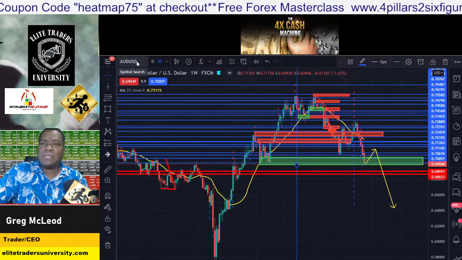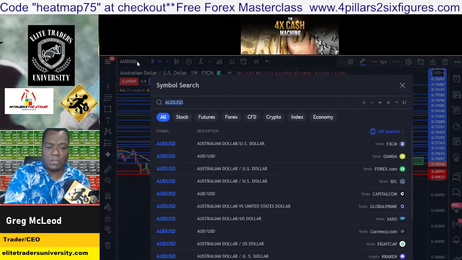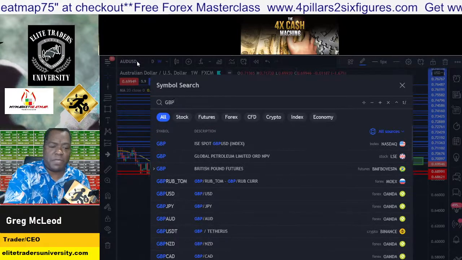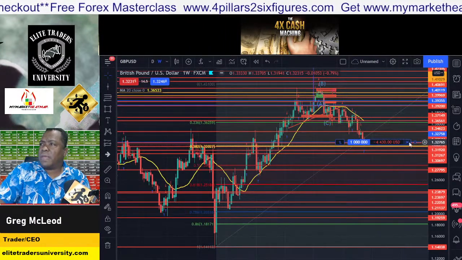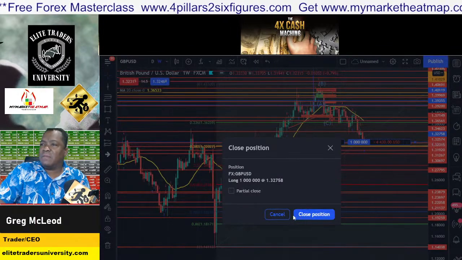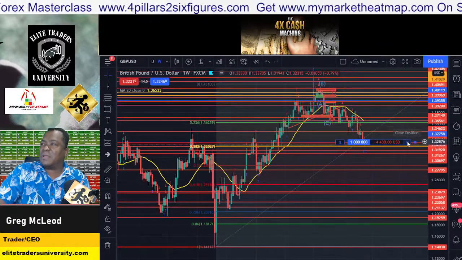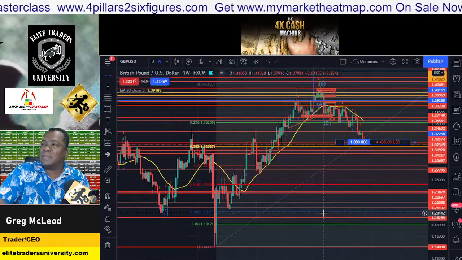Okay. Let's go to the next currency pair. Let's go to pound versus US dollar, GBP/USD. And get rid of that. That was a buy. That didn't work. Counter trend, Greg.